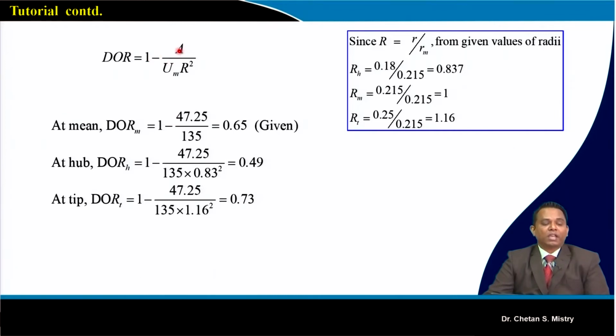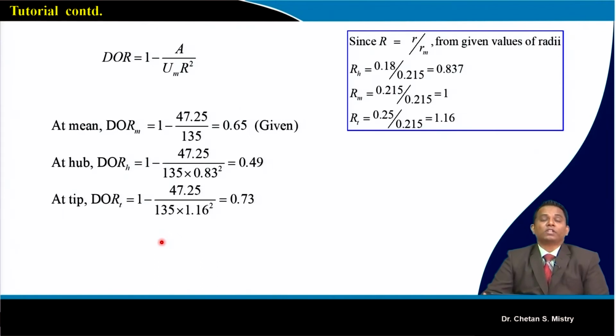Now based on this understanding we can calculate our degree of reaction, which we have derived as 1 minus A divided by R square. Different R values we can put. Suppose at the mid station, capital R is 1. At the hub we can calculate the ratio R by Rm, which comes to 0.83. This gives my degree of reaction at the hub as 0.49. At the tip we get our degree of reaction as 0.73.